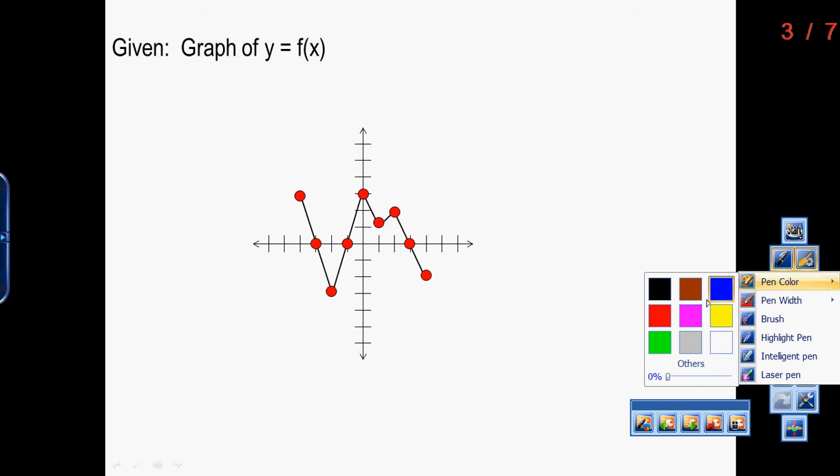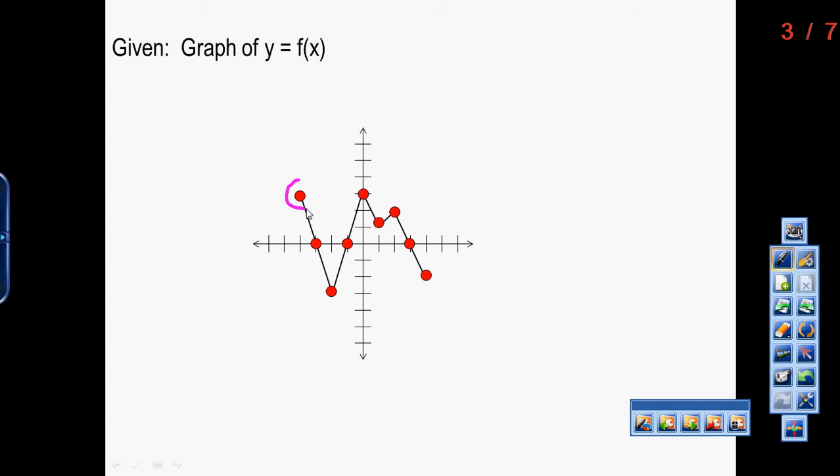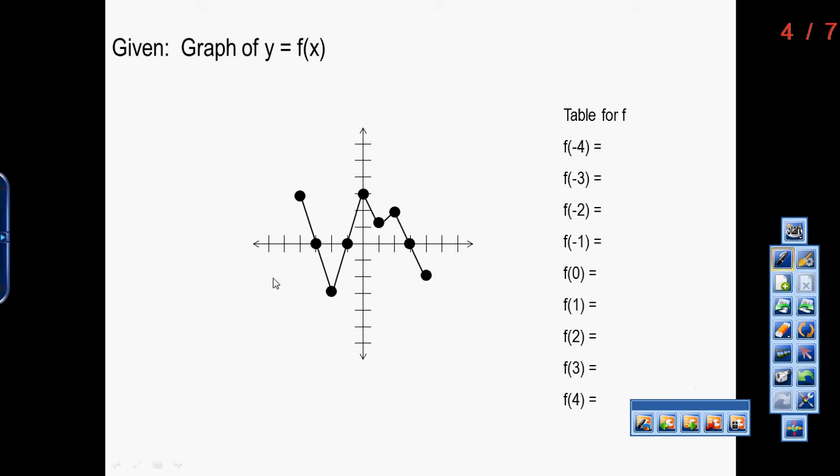So I know that right here I have a negative 4, and if I go up to look at this value, I know that coordinate is negative 4, 3. So I'm going to have to do the same for each one of my coordinates. So that's why they're giving you the table here. If I have f of negative 4, I want to know what the actual value of y is. So go ahead and fill out the table. If you want to do it on your own, then pause your video now because I'm about to show you the answers. So now I have my y values.